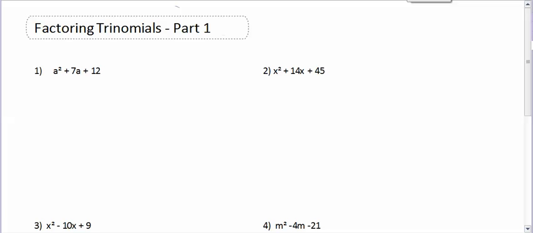Okay, so today's lesson is factoring trinomials, and we're going to do part one of factoring trinomials. I didn't give you a paper of notes. I want you to just go ahead and do the notes directly onto your composition book, on the left side of page 50. Okay, so the first problem is a squared plus 7a plus 12.